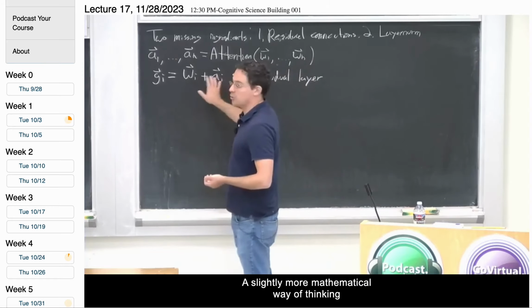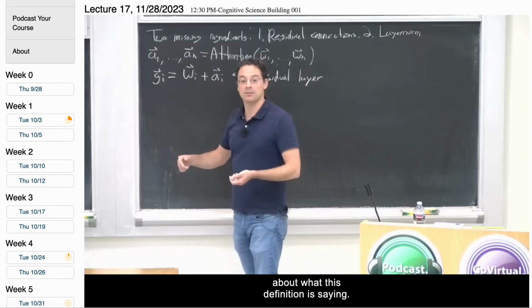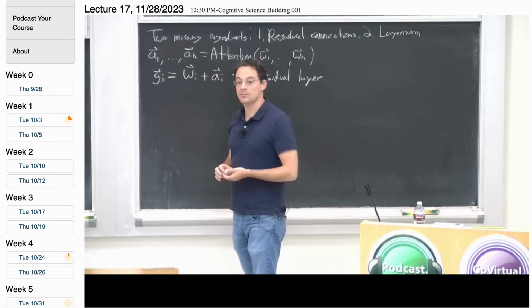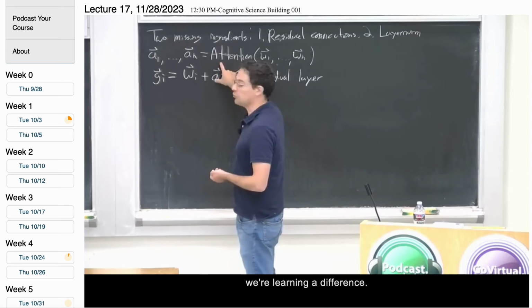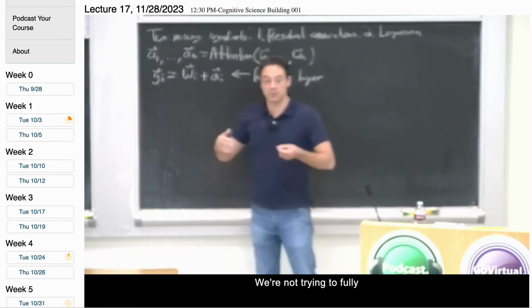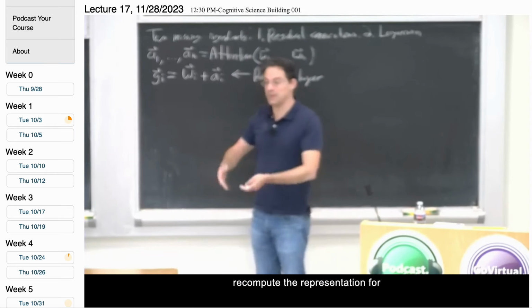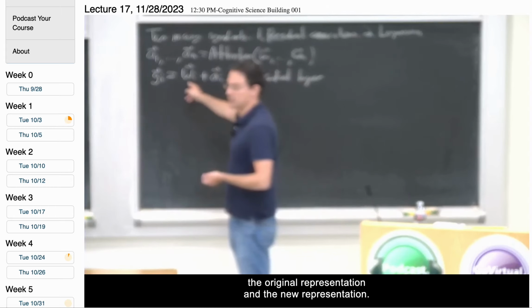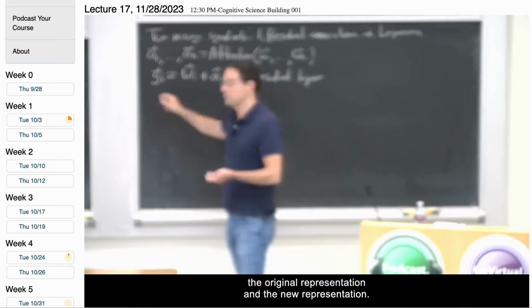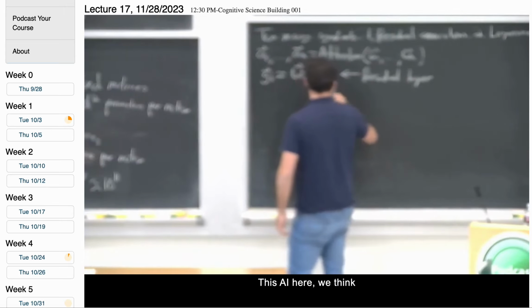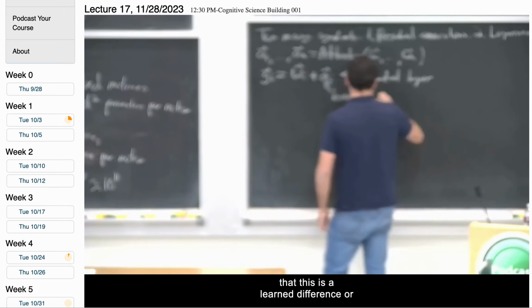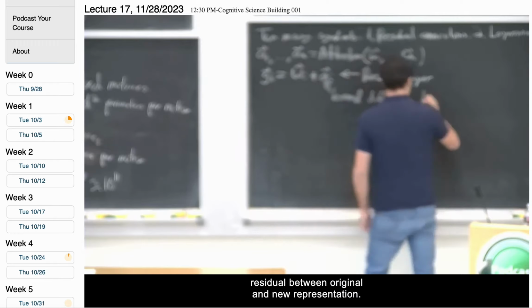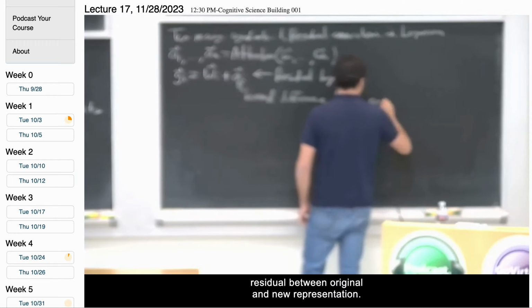There's a slightly more mathematical way of thinking about what this definition is saying. It's saying that when we're doing attention, we're learning a difference. We're not trying to fully recompute the representation for this word. We have the ith word, and with attention, we're learning the difference between the original representation and the new representation. So this ai is a learned difference, or residual, between the original and new representation.